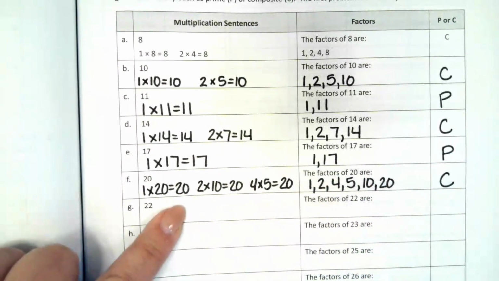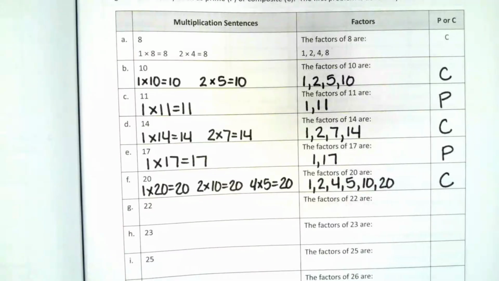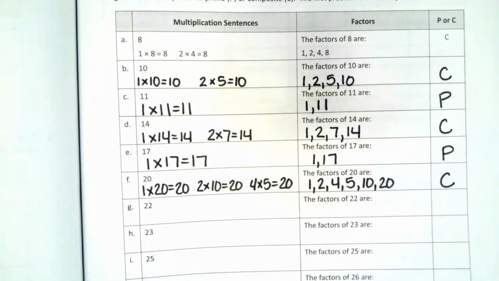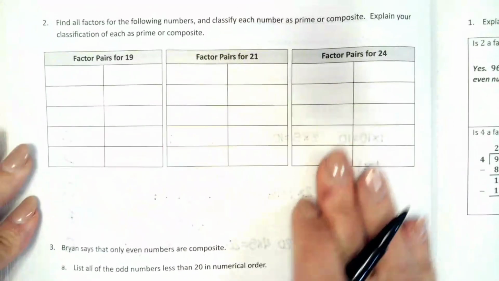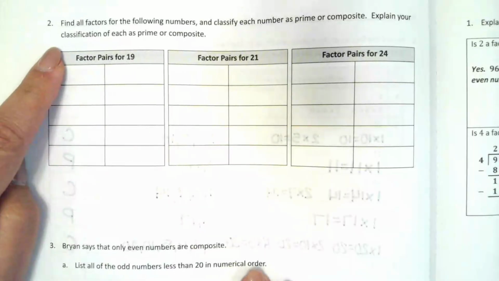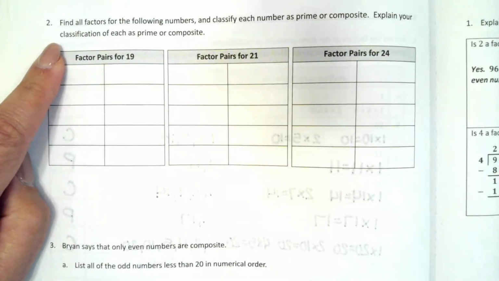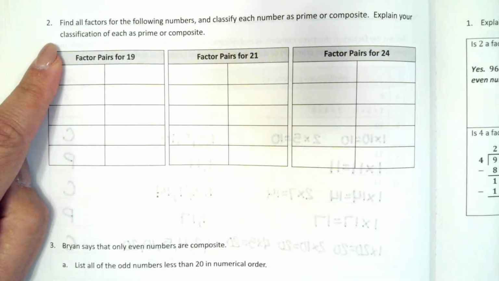Now you can try some of these other problems on this page on your own later. Let's turn the page and work on some problems on page 226 together. Number 2 says, find all factors for the following numbers and classify each number as prime or composite. Explain your classification of each as prime or composite.